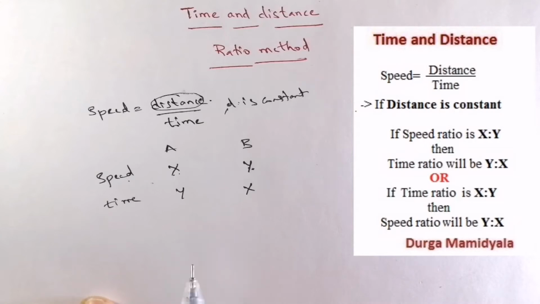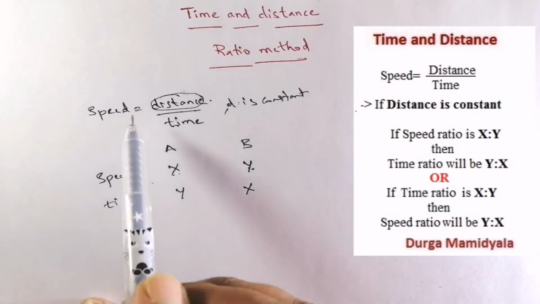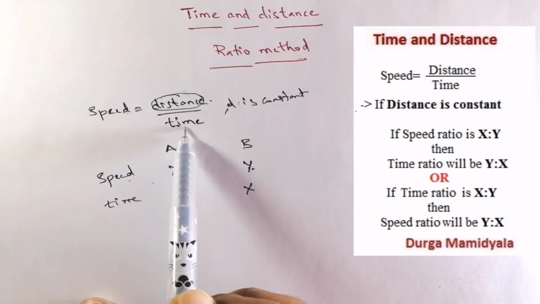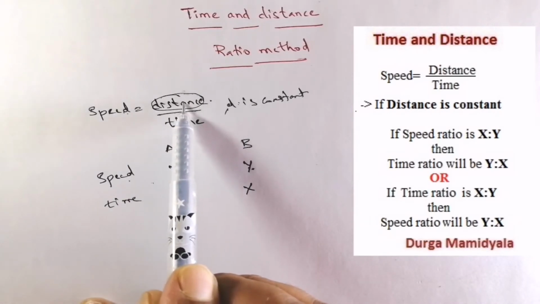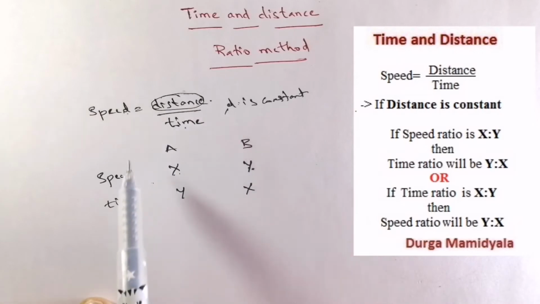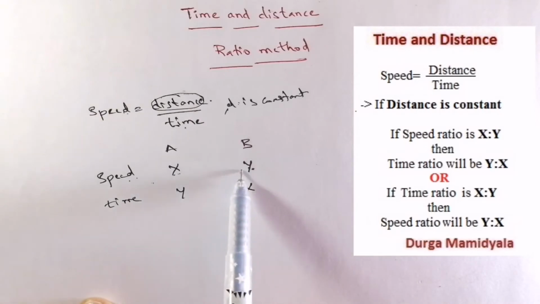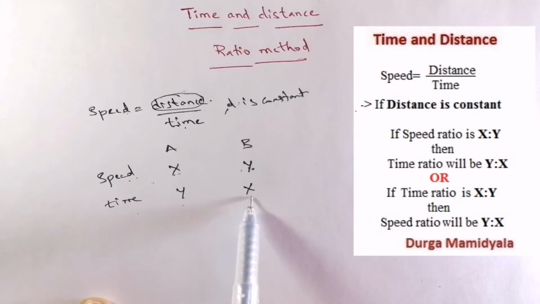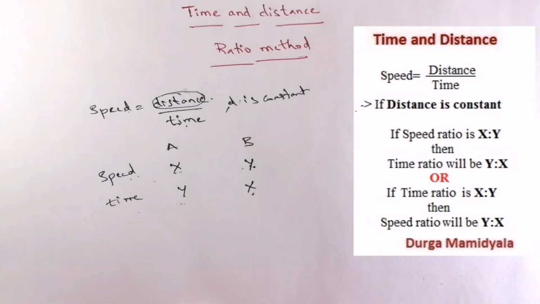Just remember this part: if d is constant, speed is inversely proportional to the time. So we are not going to care about the distance. The distance is the same. If the speed is in the ratio x is to y, then the time will be in the ratio y is to x, that is, in the reverse ratio. This is one formula in the ratio method.